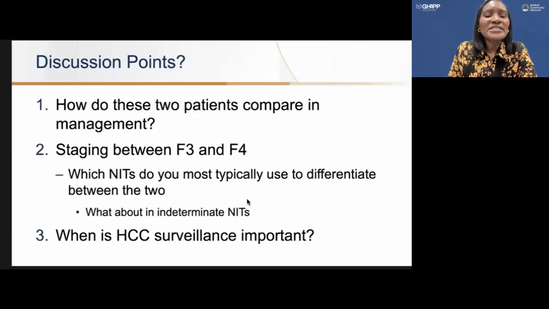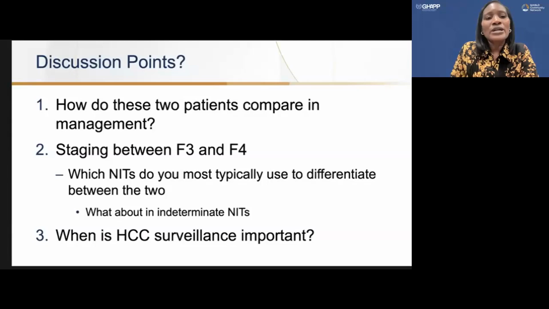So I would say that the management is pretty similar in both patients, except that the patient in F3 qualifies for treatment for his MASH with Rezdiffra, but both of them will benefit from lifestyle modification. And they would also both benefit from maybe optimizing their management of their underlying metabolic disease.